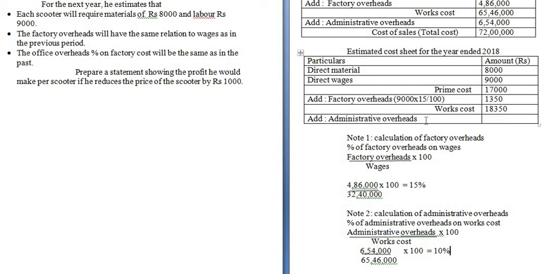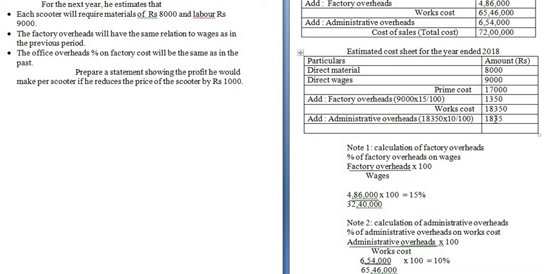Okay, now again go through the problem. Again there will be a calculation. Administrative overheads in the bracket. So here this is on what? On works cost. Now works cost is how much? 18,350. 18,350 into 10%. Okay, complete the bracket and calculate this. 1,835. Okay, yes.